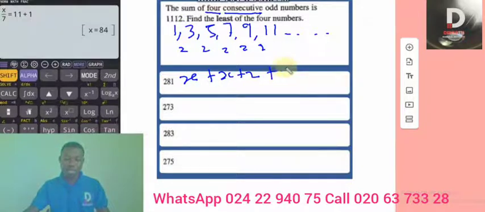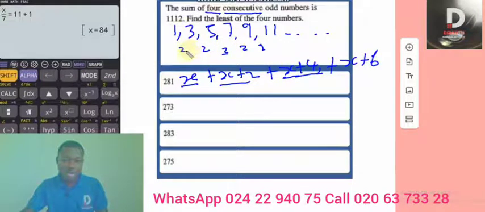If I add another 2 to the second one, it gives me the third one. So what will it be? Plus 2 here will give me plus 4. How many do I have? I have 1, 2, 3 of them. He said 4 of them. Plus the next one is x plus. If I add 2 to the third one, it gives me that. So plus 6. Why am I doing so? Because the intervals are 2. So what did he say?